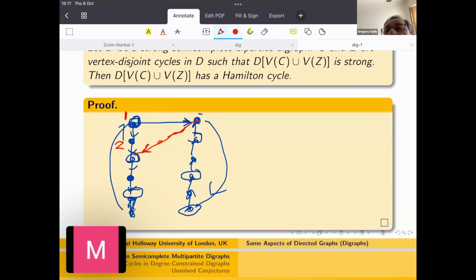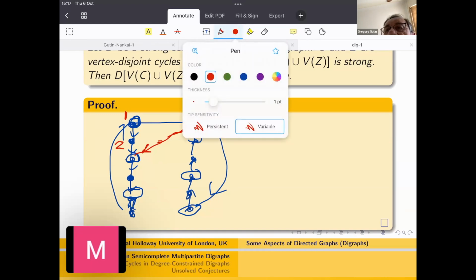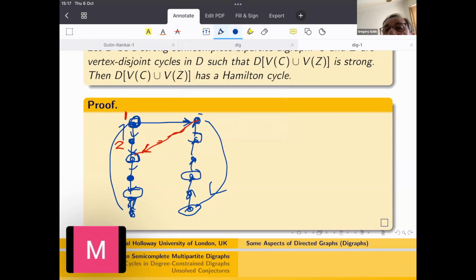Then you go, I don't know, well, maybe blue, take blue. Okay, well, we go then here. We go here, right? This is vertex three. This is vertex four. Then we take this red arc and go to five and then to six.